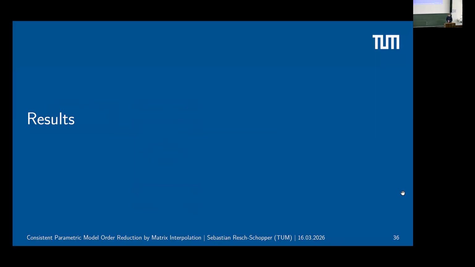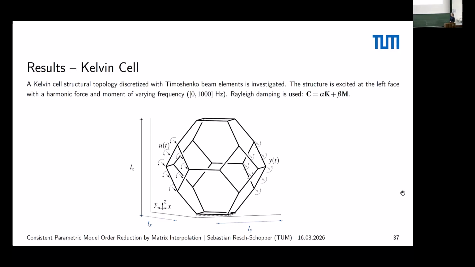Now, finally getting to some results of this approach. So I'll directly go into a more complex one, Kelvin cell structural topology. It's just a specific geometry that I think Lord Kelvin actually invented as some kind of attempt for space-filling geometry. It's discretized with beam elements, and we apply input or load on the left, we measure the output on the right, and we change the dimensions of this cell in x and y directions. We just stretch and compress it, so we have a 2D parameter space here.